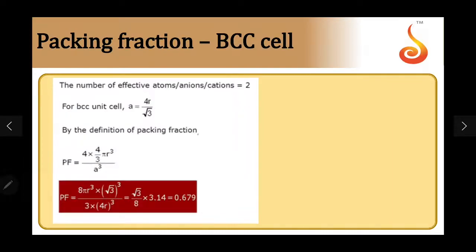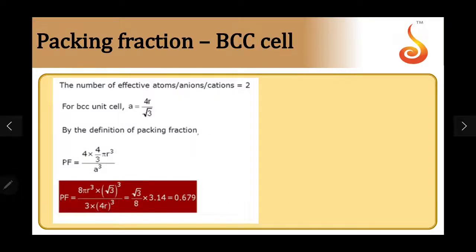In case of BCC, same way if you calculate, number of particles is 2, a is 4r by root 3. So packing fraction is 2 into 4 by 3 pi r cube divided by a cube. This should be 2, not 4. 2 into 4 by 3 pi r cube, and if you simplify you get 0.679 or 0.68. So 68% occupied.